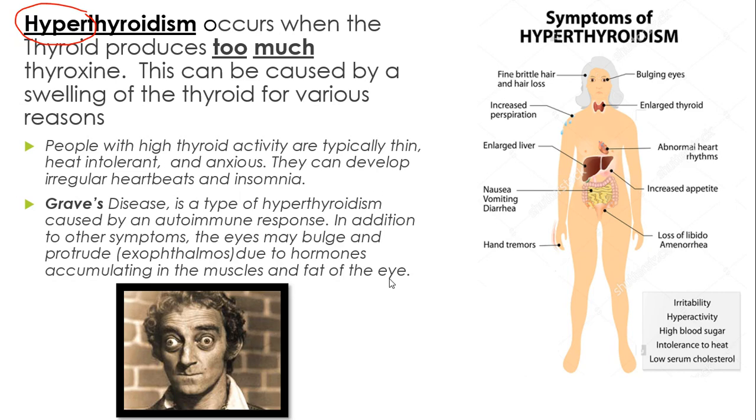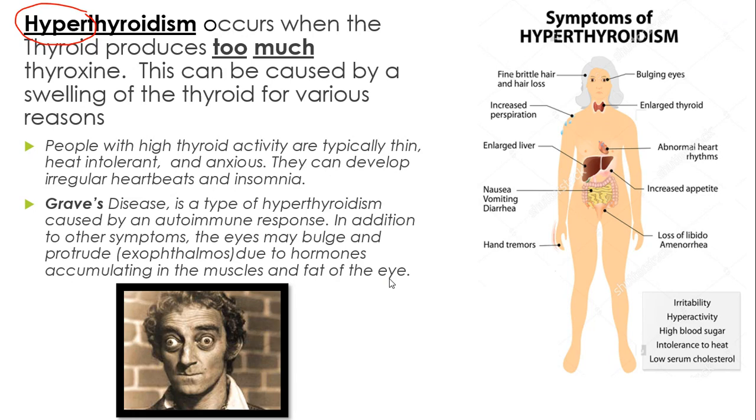Now, there's a type of hyperthyroidism known as Graves' disease. Graves' disease is caused by an autoimmune response. So your body's own immune system attacks the cells of the thyroid, causes it to become swollen and enlarged, and causes more thyroxine to be released. And one of the consequences of Graves' disease, if it's left untreated, is there's hormones that can collect in the muscles and fat behind the eyeballs and actually push the eyeballs out.